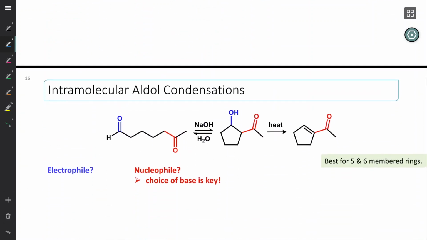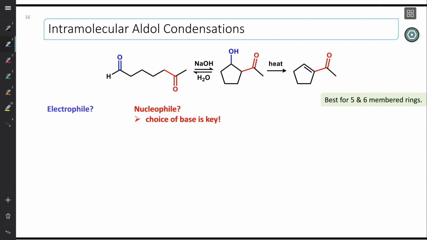Okay, now intramolecular aldol condensations. We'll see a lot of intramolecular reactions. So in this case, there's also going to be a competition between who's going to be the electrophile and who's going to be the nucleophile. Usually the electrophile is the aldehyde because, as we said, they're more electrophilic. I cannot talk and write at the same time. So if there is one, that's going to be the electrophile. Basically, whoever is more electrophilic.